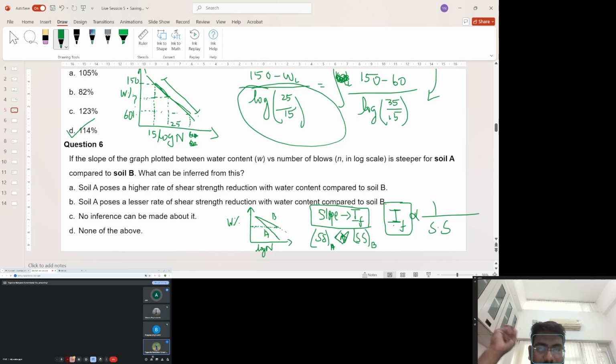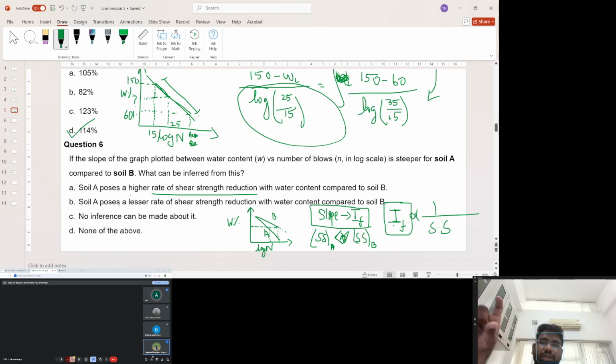So now if we consider a particular water content, the number of blows for soil B is more compared to the number of blows for soil A. So ideally, as far as only flow index is considered, you cannot quantify the rate of shear strength reduction. You can quantify the rate of reduction in water content with blows, or ideally that can be the rate that you can quantify.